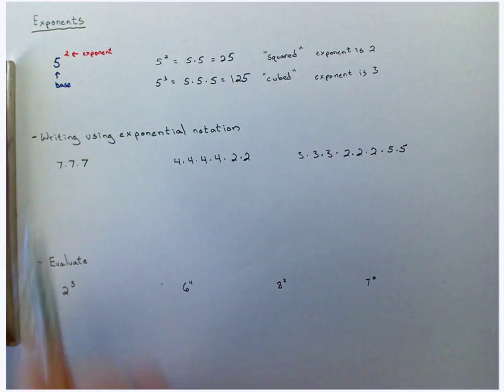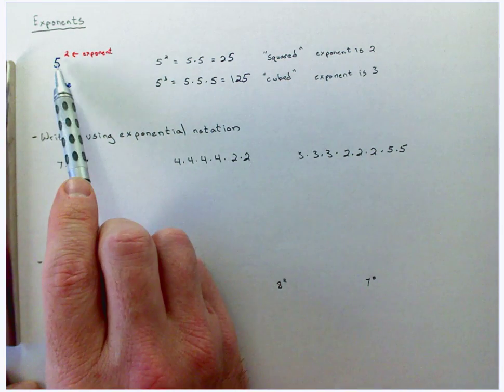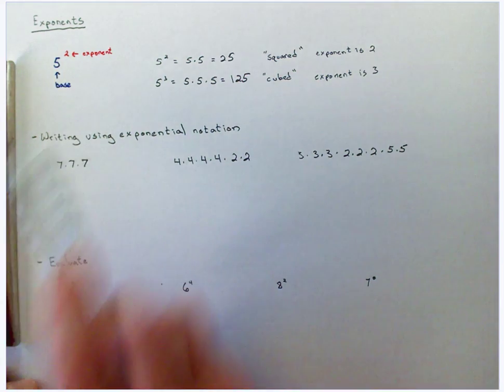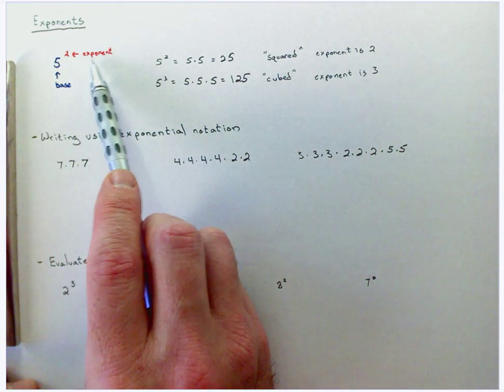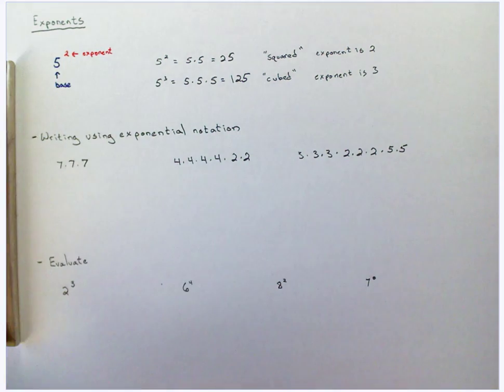I have 5 to the second power. The number 5 is the base. That is the number or the variable that's being taken to a power. The 2 in this case is what I would call the power or the exponent. So I refer to this as 5 to the second power.